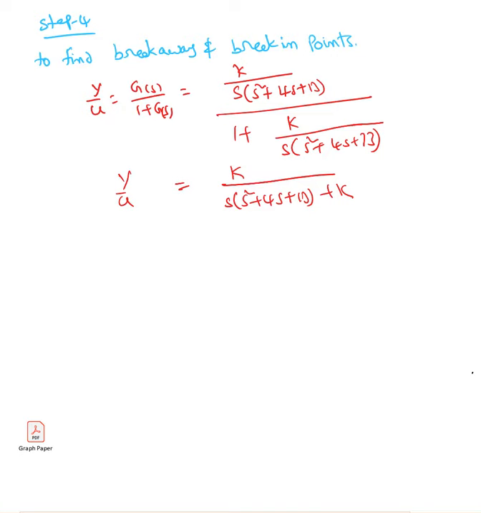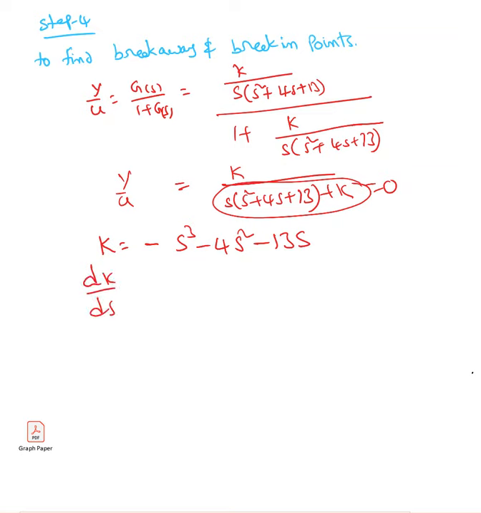Now take this denominator, make it equal to 0. This is nothing but the characteristic polynomial equation, and make it equal to 0. So we'll take the whole thing, make it equal to 0. So k equal to minus s cube minus 4s square minus 13s. Okay, I'm multiplying with s. This is the k. Now we're going to differentiate this with respect to s.